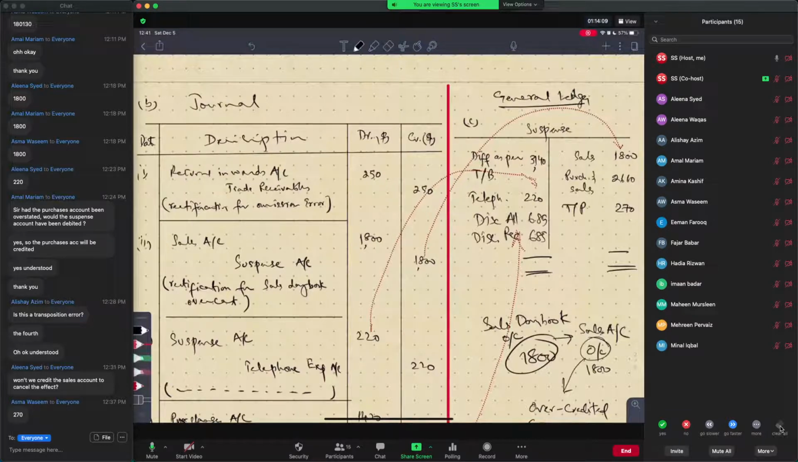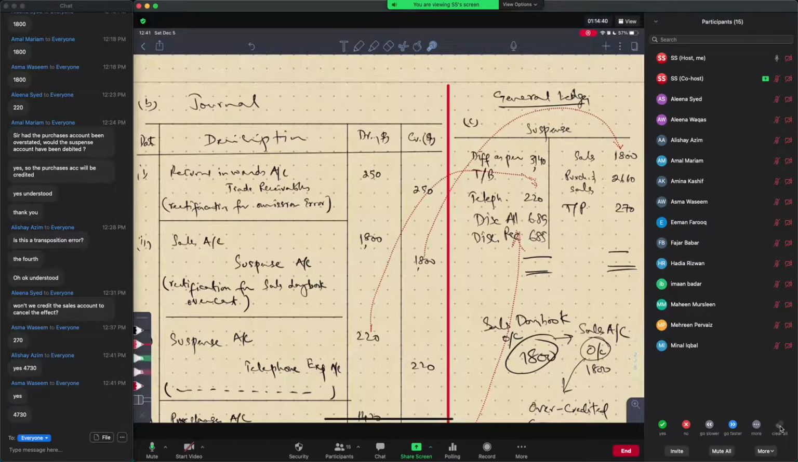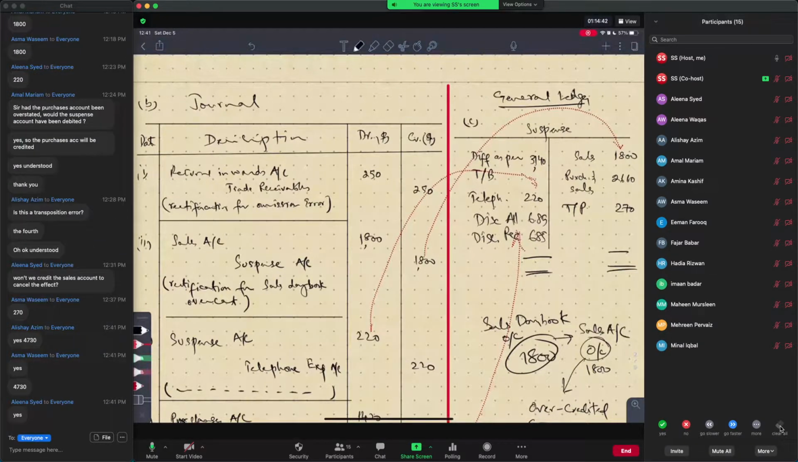So let's verify the fact that if there is no disequilibrium left in the books, then the two sides of the suspense account should always balance. So let's see if this side total and this side total becomes equal. Because if it does, that means we have successfully eliminated the disequilibrium from the books. So does it come equal? Okay, it does. 4730, Alicia. Thank you, Asma, for 4730.